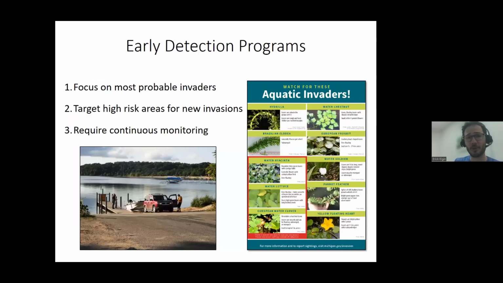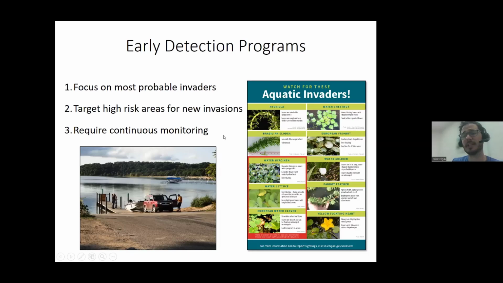So early detection programs focus on the most probable invaders. They look at a number of species that could come into a lake and then find which ones are most likely to invade. They target high-risk areas for those new invasions. On lakes, that is typically where outside equipment goes into a lake. So a public boat launch might be a location where an invasive plant is introduced.